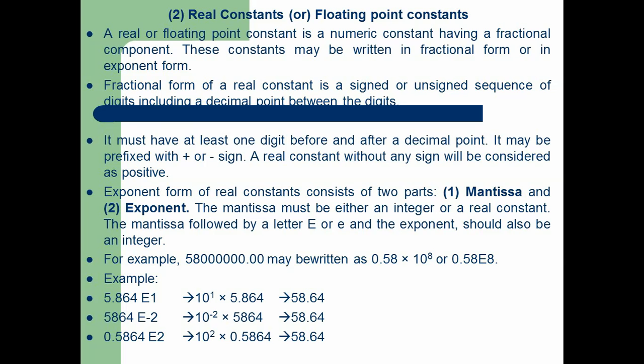The exponent form of a real constant consists of two parts: mantissa and exponent. The mantissa must be either an integer or a real constant, followed by the letter E or small e, and the exponent should also be an integer. For example, if you want to write the number 580000.0, it may be written as 0.58 times 10 to the power of 8, or 0.58E8. This is called the mantissa method of writing a number.